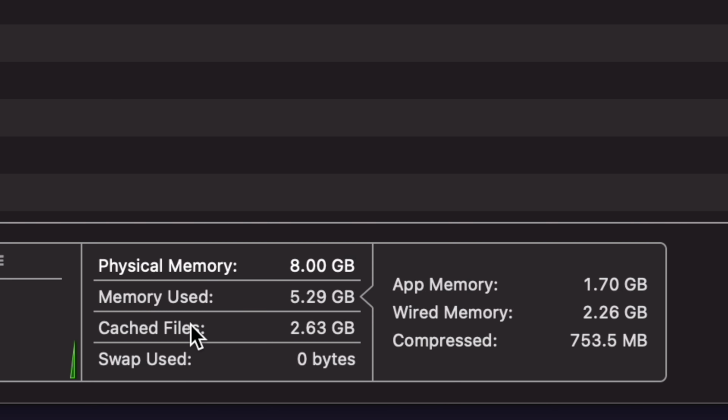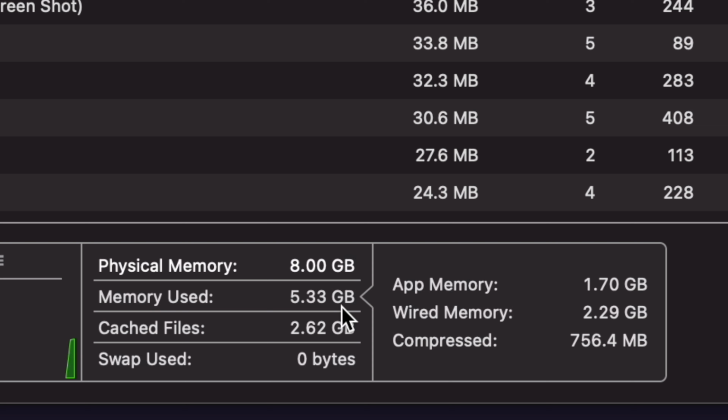And then we can go to the Activity Monitor and see the RAM. It's actually not using so much RAM. It's only using 5 GB out of the 8, which is good. So there is some RAM left for us to use, and the swap is 0.